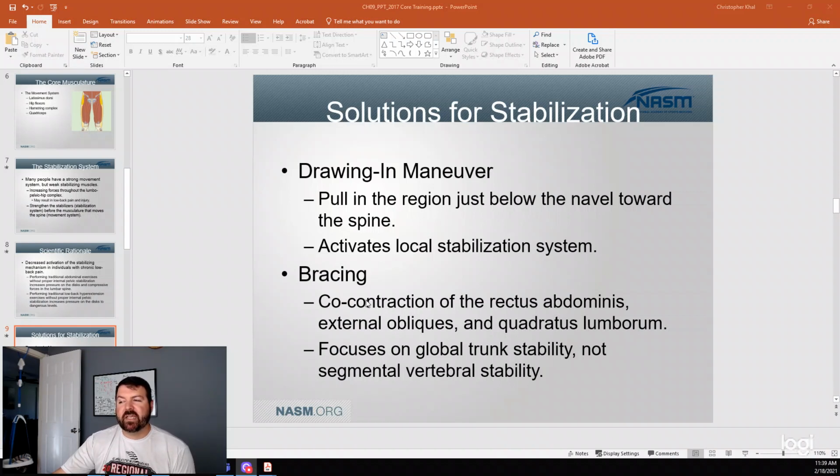The bracing is my go-to for a lot of movements in particular, just because you have to activate and co-contract a lot of different muscles in your core for it. But for some people, especially early on, you may need the practice with the draw-in before you move on to the bracing.